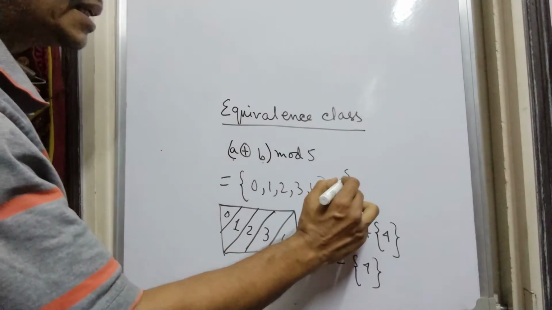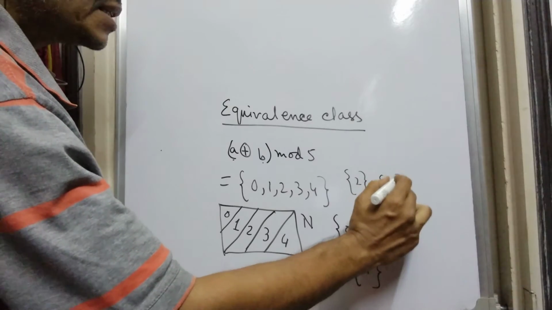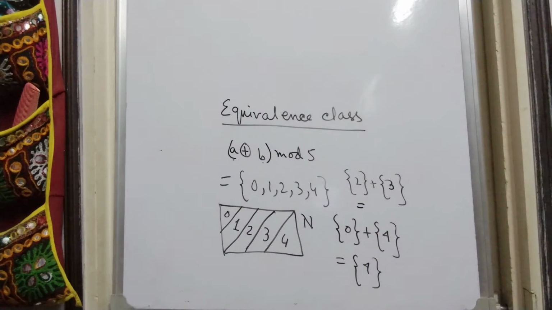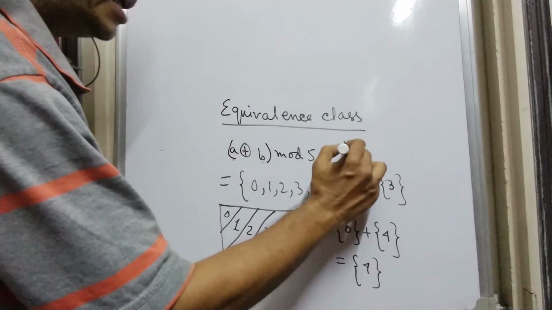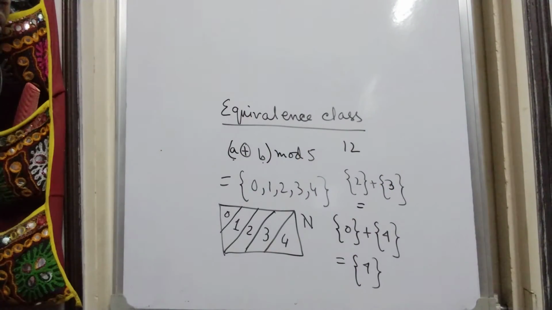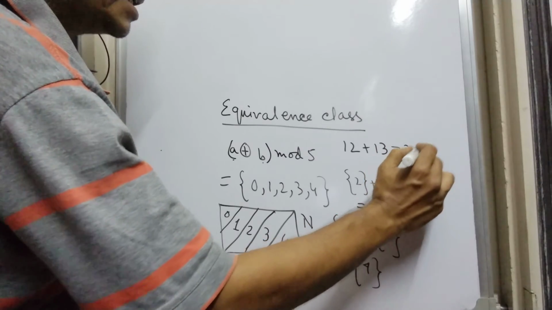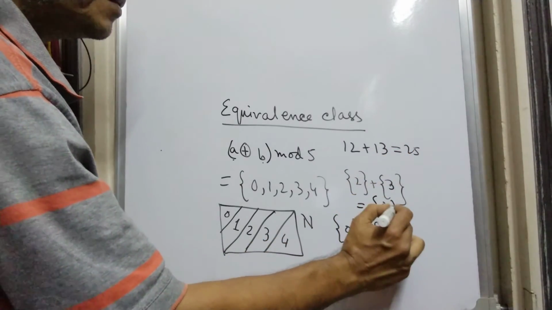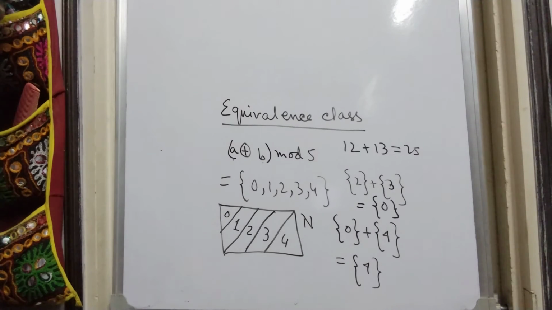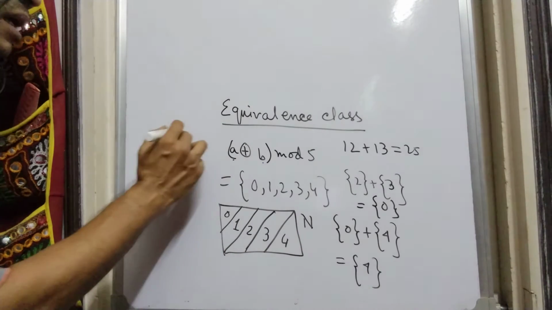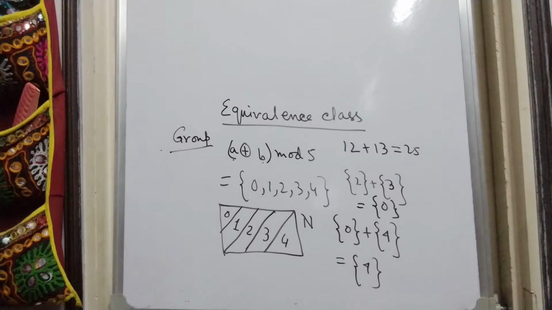If we add 2 and 3, that means all the numbers which give remainder 2 when divided by 5. Let us take an example. 12 is such a number, and all the numbers which give remainder 3 when divided by 5. So that is 13. Add them up and divide by 5. The remainder is 0. So they add up to give 0. Similarly, if we add 1 and 4, we again get back 0. And so they can form a group. So these structures are interrelated.